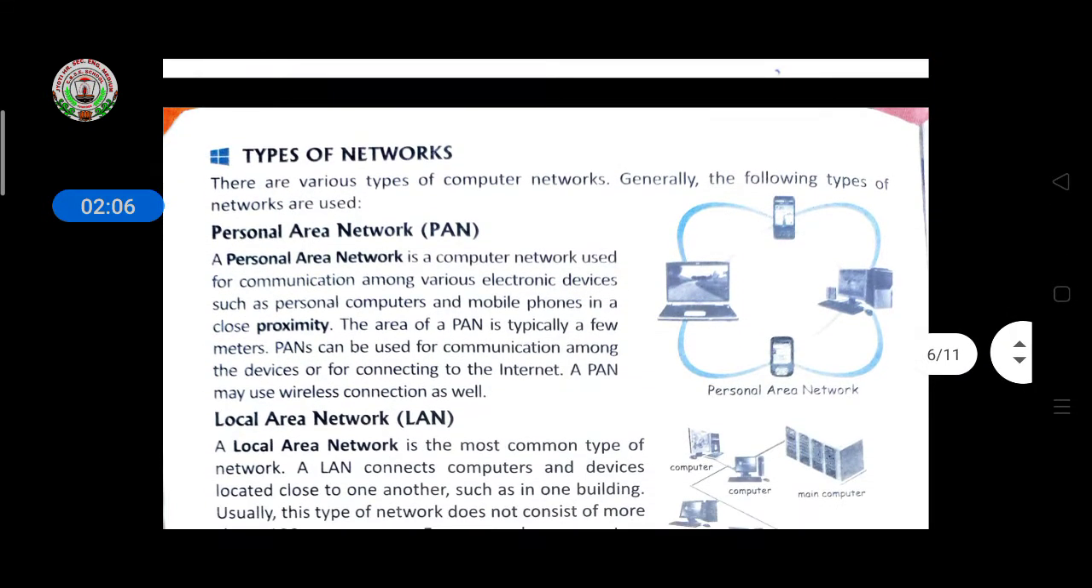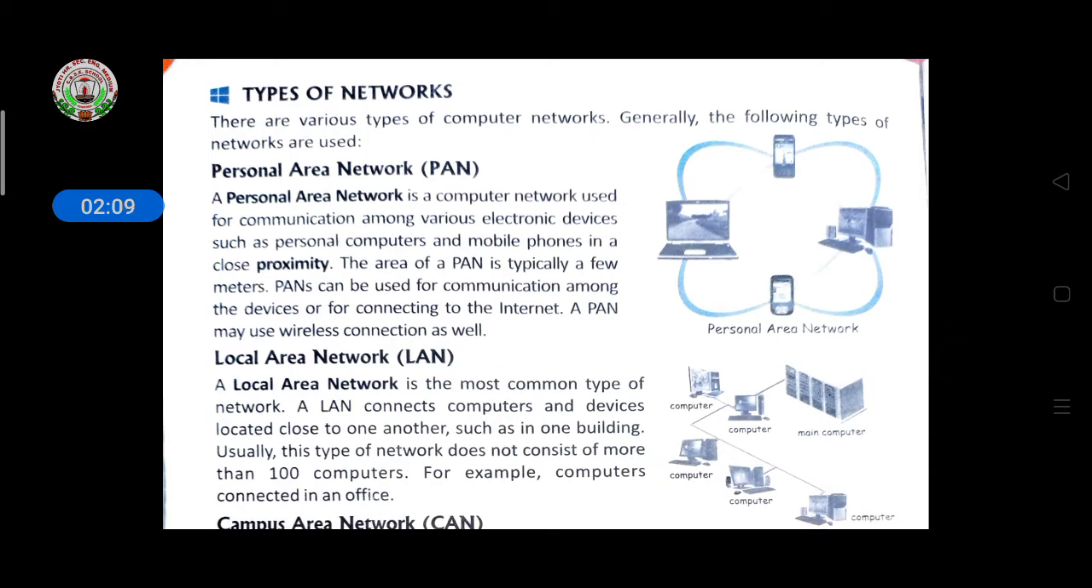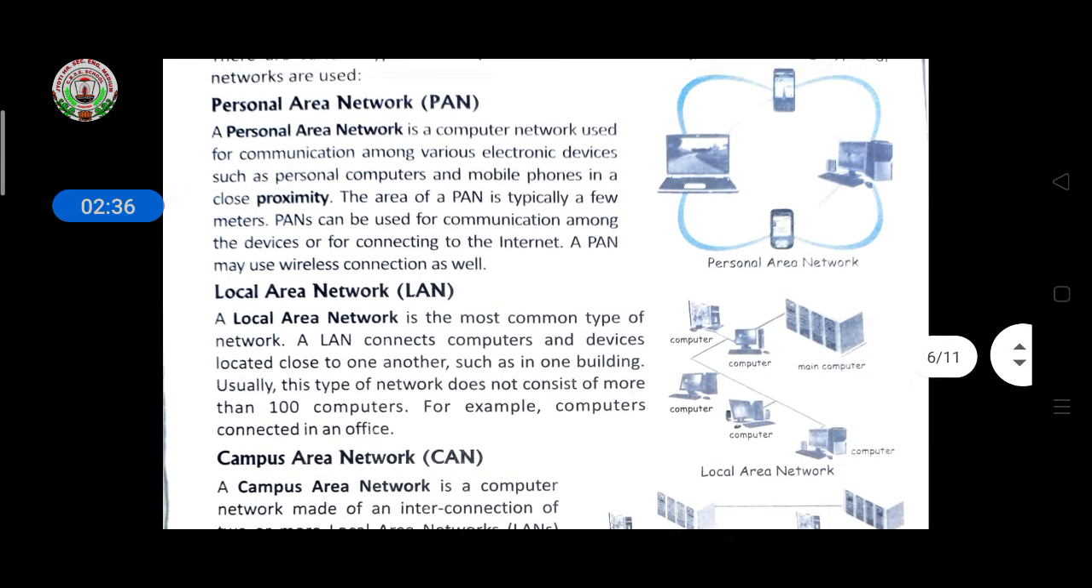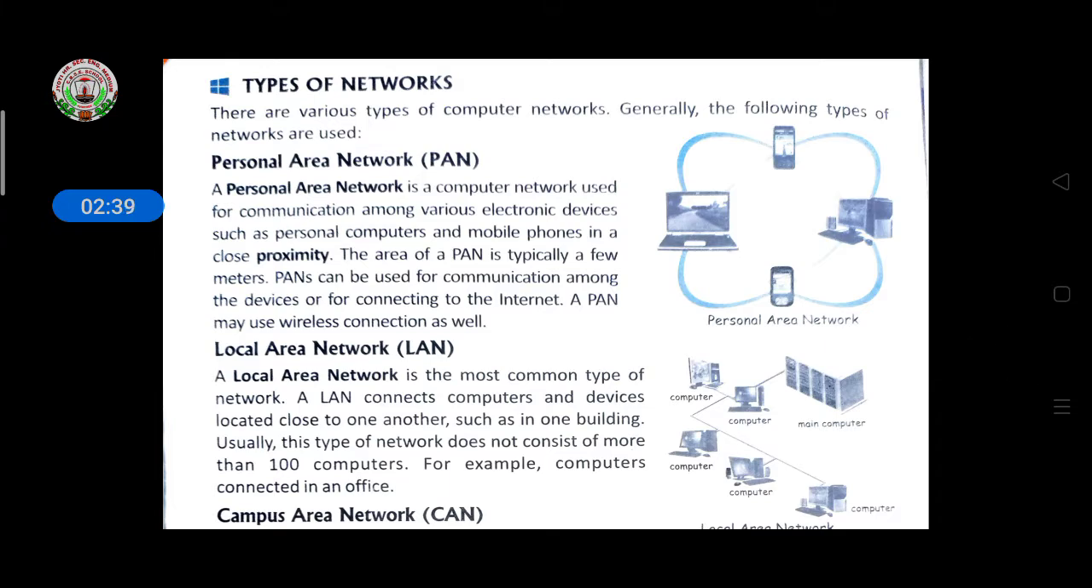Then types of networks. There are various types of networks. Some are the personal area network, short form PAN. A personal area network is a computer network used to communicate with various electronic devices such as mobile phones in close proximity. The range of a PAN is typically a few meters. Nowadays we are using a hotspot for that, and it is given in the picture.